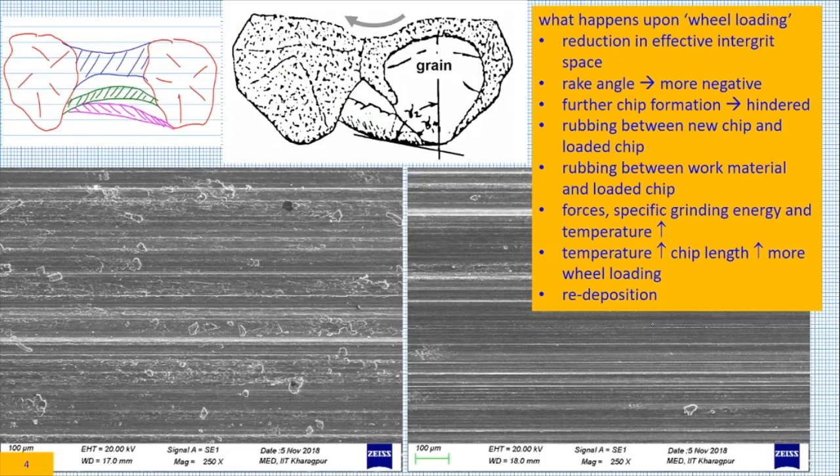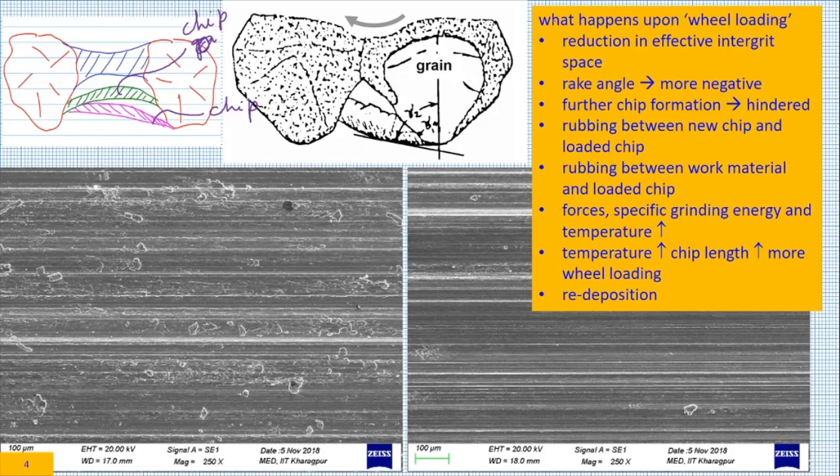Now, if wheel loading takes place, what is our problem? This is a grid. This is a chip, a loaded chip, which has loaded in the nth pass, and this is another chip which has loaded in the n plus 1th pass. So in this way, the whole intergrid space will be filled up. So if it happens, what is the problem?